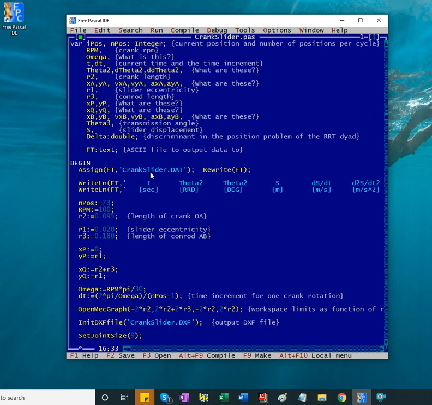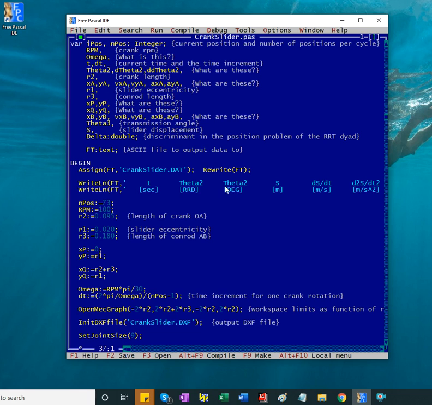If there's any text or dat file with this name, it is going to be rewritten. It's lost. So if you play with scenarios, you want to either change the name or copy the crank slider file elsewhere, or it will overwrite the already existing file.